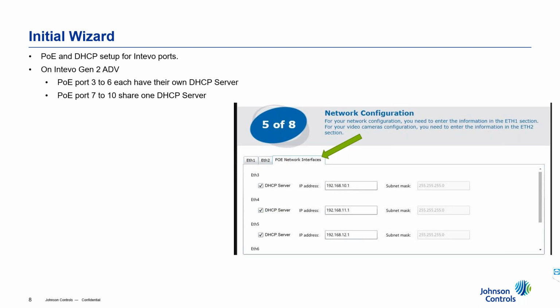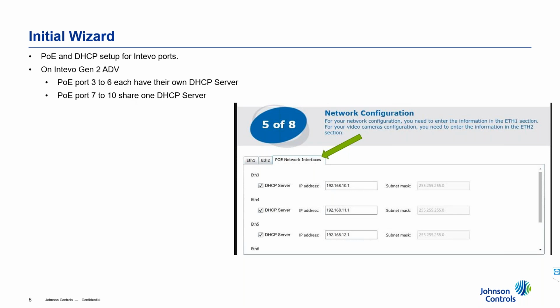Whereas the INTEVO Advanced has 8 PoE ports, and 4 of them, so the first 4, have their own DHCP server. So their own range of addresses that we give, right? DHCP from 10.1 is the range, and then 11.1 for the next range for every port. Whereas the last 4 ports share that one DHCP server. So the last 4 ports are the same ranges of IP addresses you're going to get.